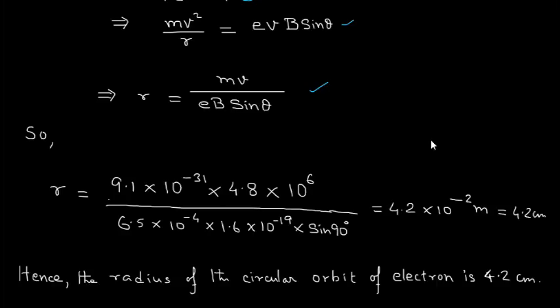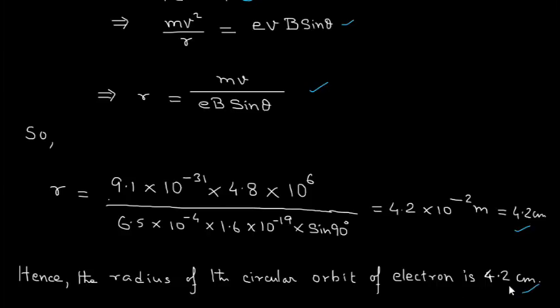9.1 into 10 to the power minus 31 into 4.8 into 10 to the power 6 upon 6.5 multiplied by 10 to the power minus 4 multiplied by 1.6 multiplied by 10 to the power minus 19 multiplied by sine 90. Upon calculating we get 4.2 multiplied by 10 to the power minus 2 meter, that is 4.2 centimeter. Hence the radius of the circular orbit of the electron is 4.2 centimeter.